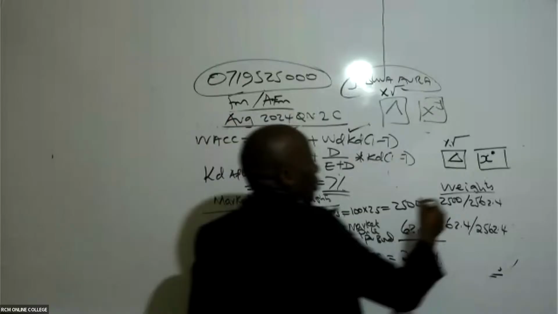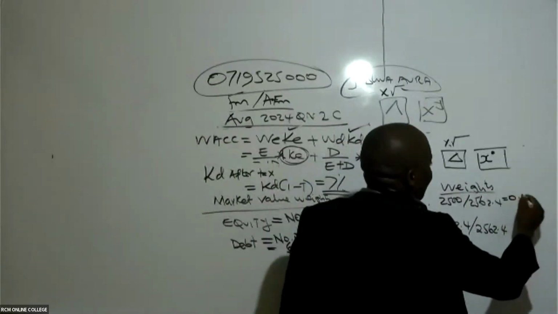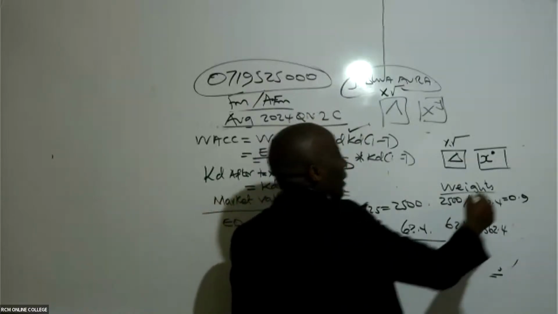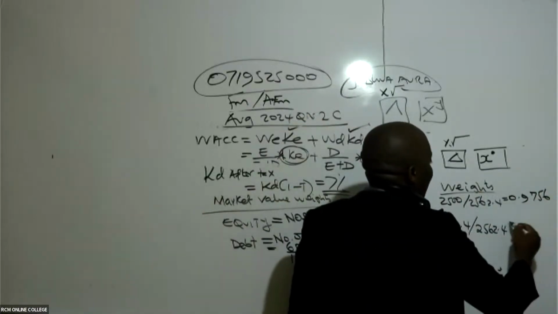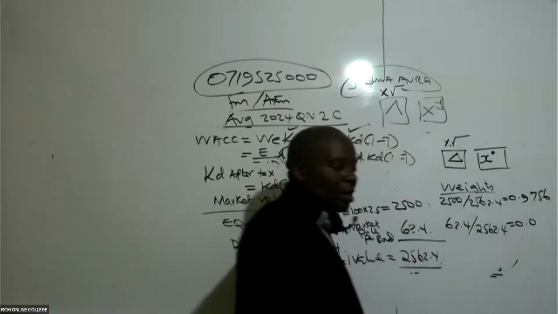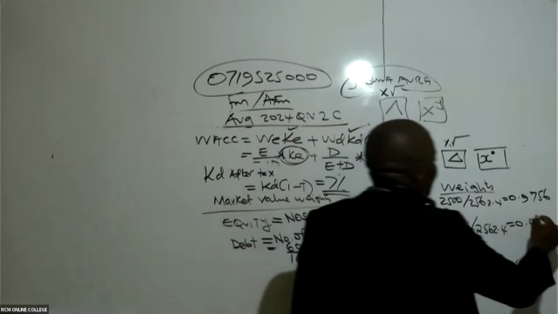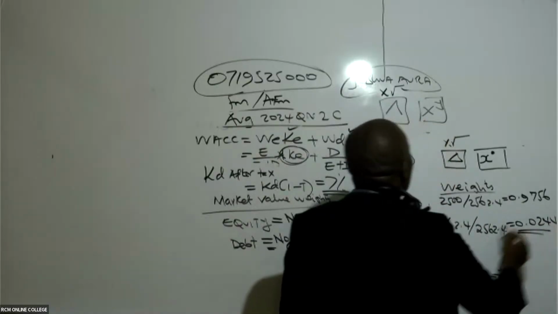The weight of equity is 0.9756, and the other one is quite small, 0.0244. Thank you very much.